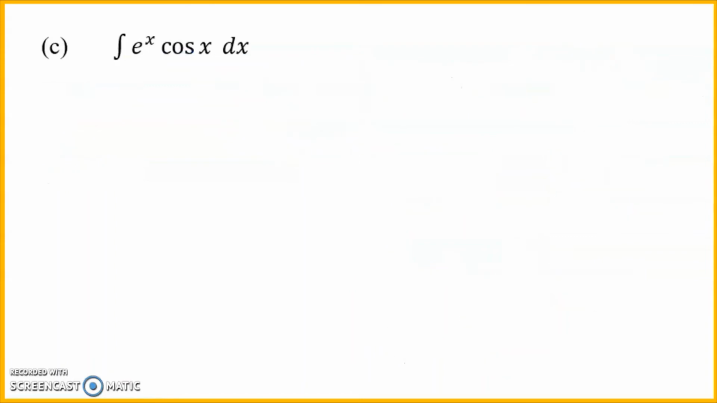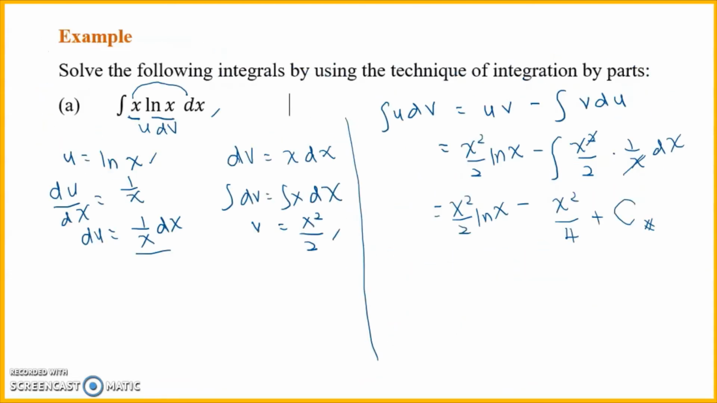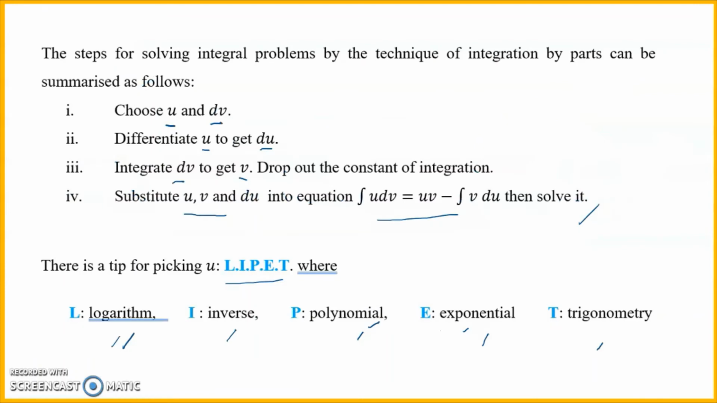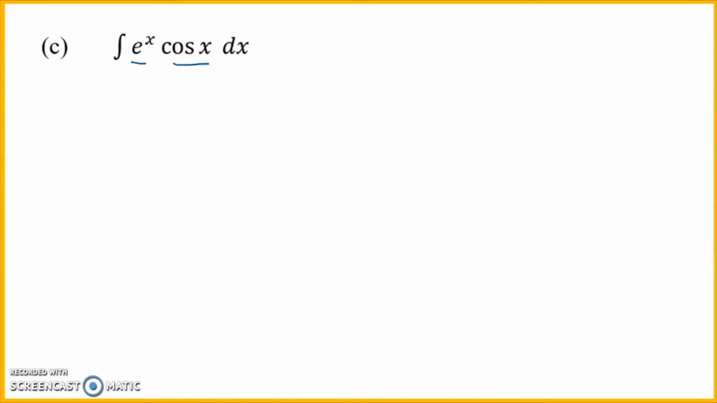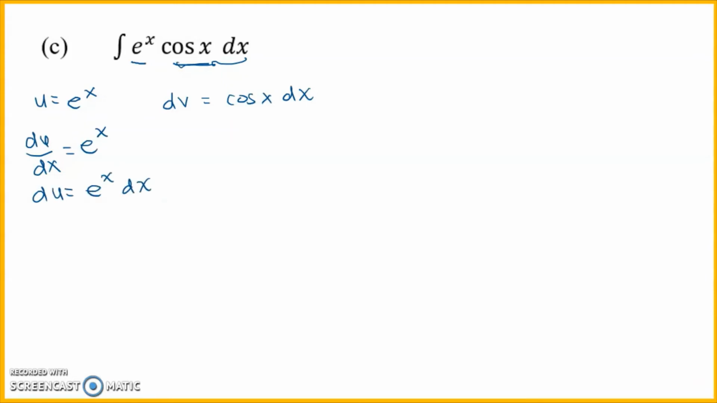Let's look at the third example now. In this example, we have exponential and trigonometry functions, and the exponential functions come before the trigonometry functions. So in this case, we will choose u equal to e to the x and dv is cos x dx. Then differentiate u, which gives us e to the x, and hence du is e to the x times dx.